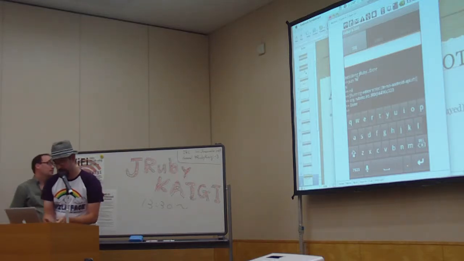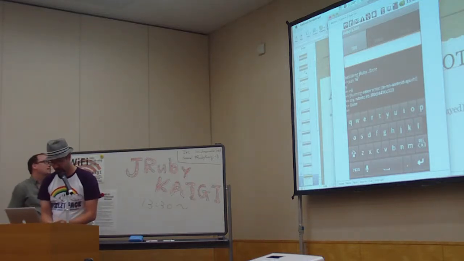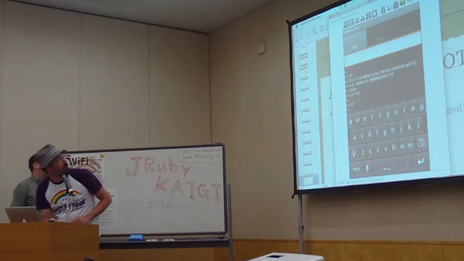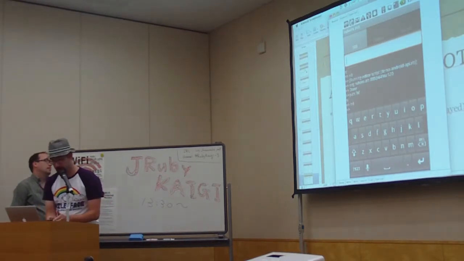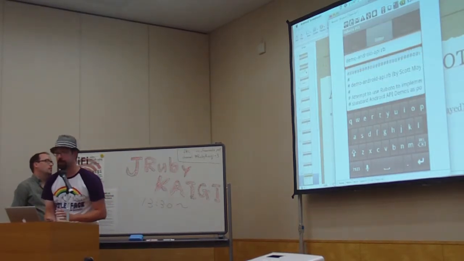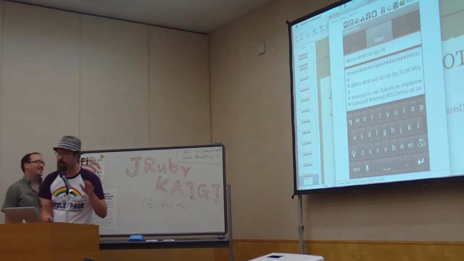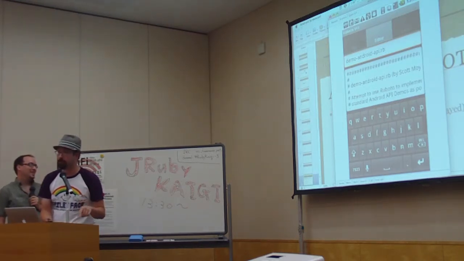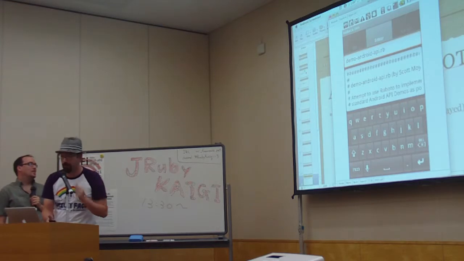Okay, so it is just a regular IRB. So you know, we'll just do this one. Puts hi, etc., and it prints it out. There is also an editor, which I would not recommend doing a lot of typing on the phone. It's very, very small keyboard.